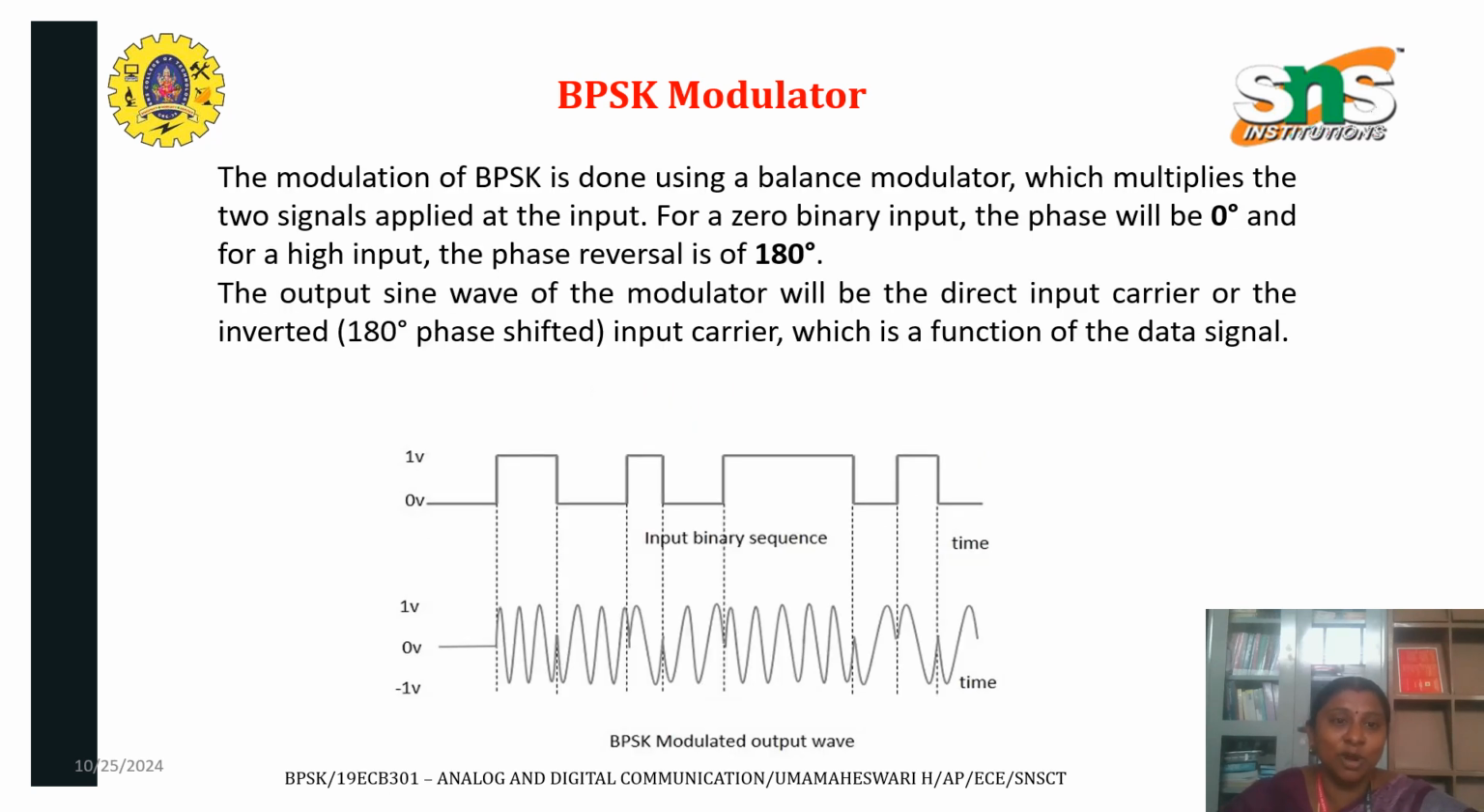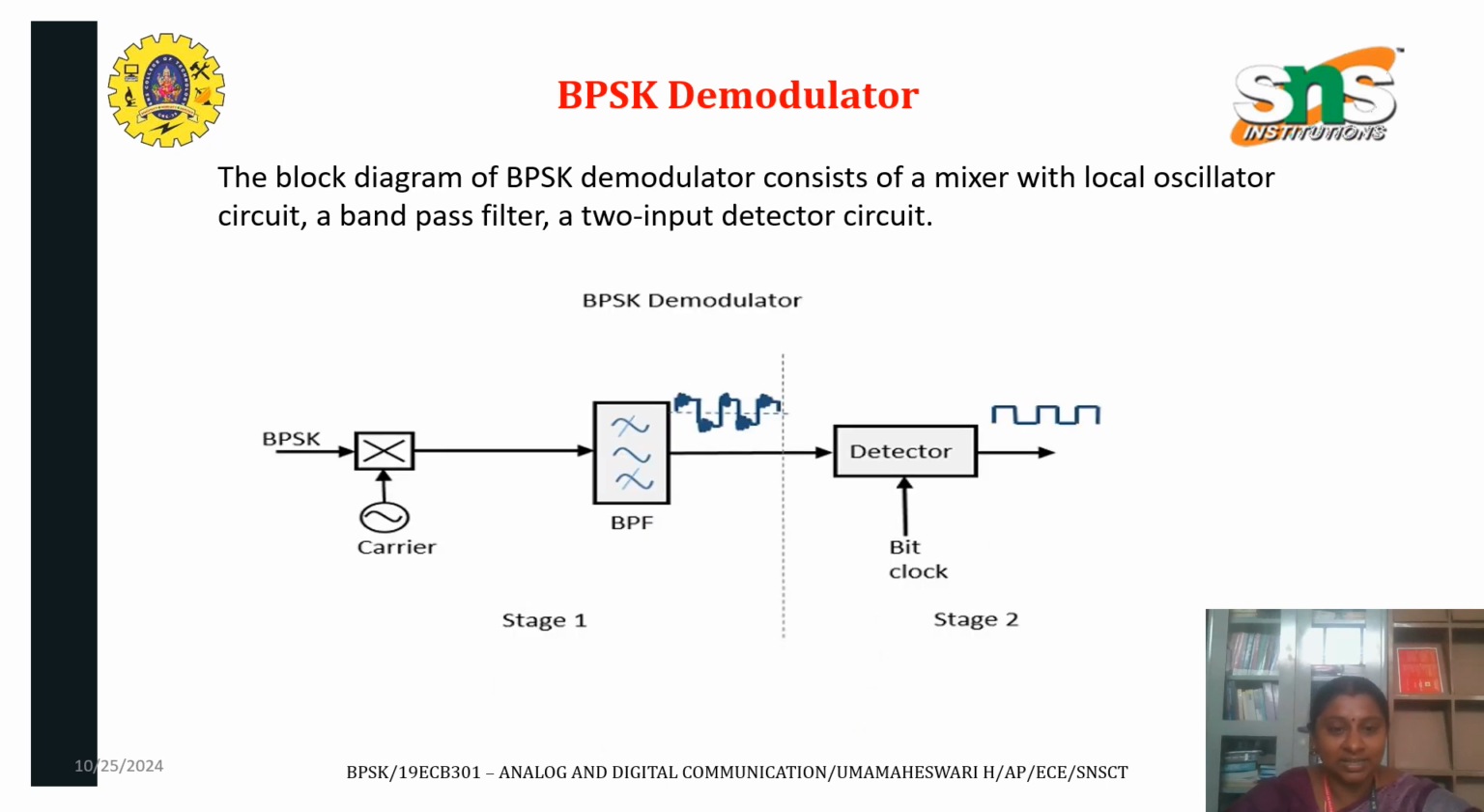The modulation of BPSK is done using a balanced modulator which multiplies the two signals applied at the input. For a zero binary input, the phase will be 0 degree, and for a high input, the phase reversal is 180 degree. The output sine wave of the modulator will be the direct input carrier or the inverted input carrier, which is a function of the data signal.